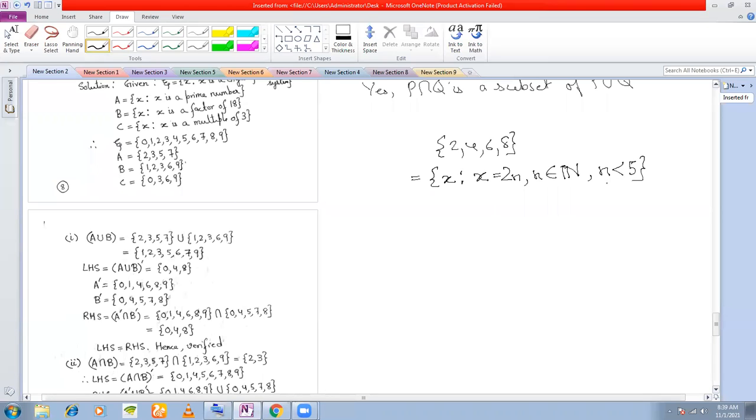Why? Because n is less than 5 means what? N is a natural number, and the values that n can take are 1, 2, 3, and 4. If you put n equal to 1, you get 2. If you put n equal to 2, you get 4. You put n equal to 3, you get 6. You put n equal to 4, you get 8. That's it. You're getting all the elements. Clear now? And we can also write n is equal to 1, 2, 3, and 4. Yes, you can also write it that way.